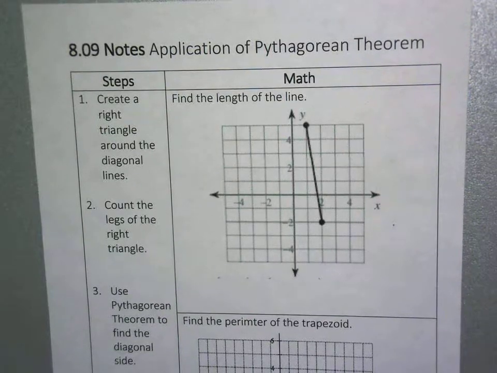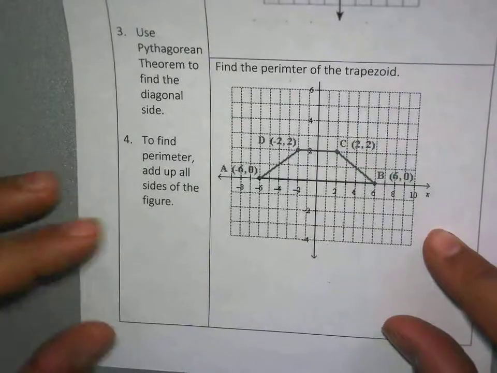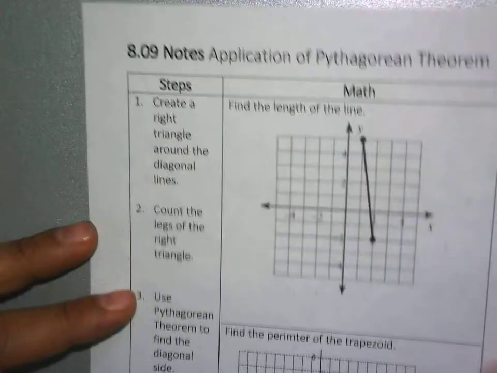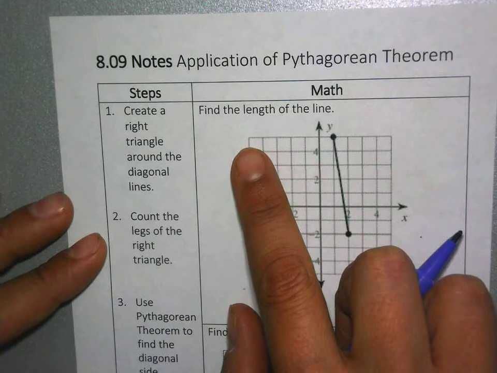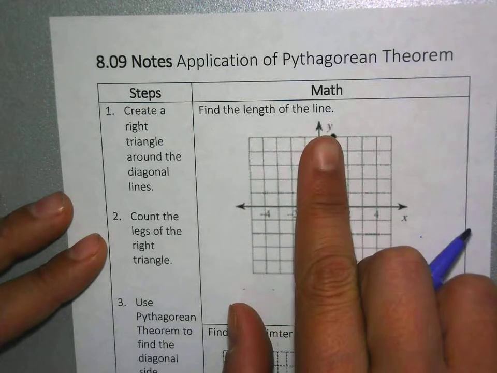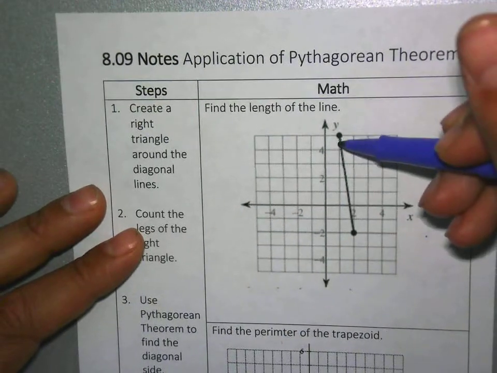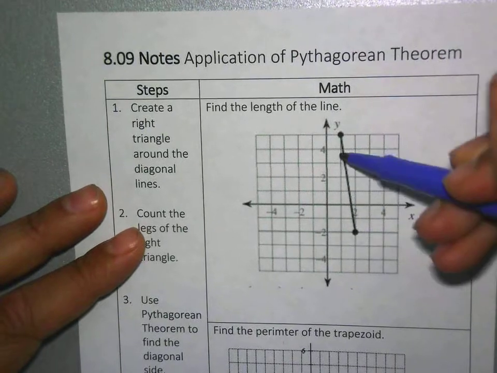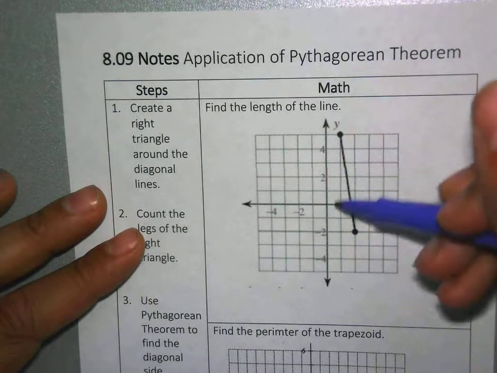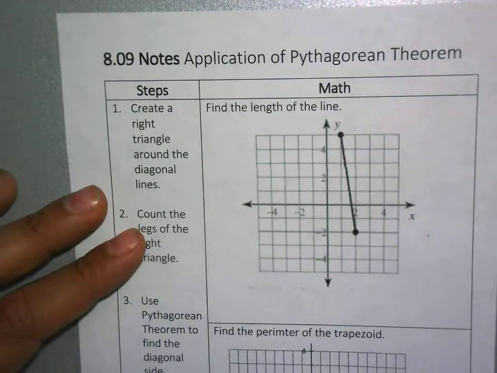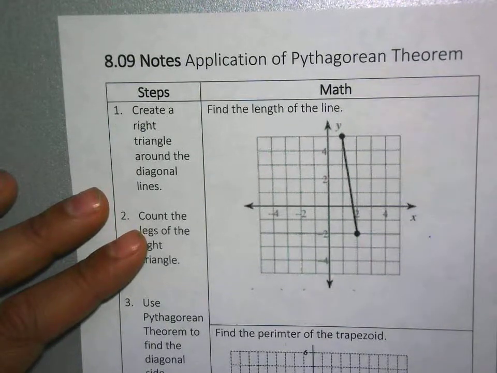Today we are going to be using the Pythagorean theorem to find the distance between points and to find the perimeter of an image that is on a coordinate plane. So, first, the instructions say to find the length of the line. Because the length of this line is diagonal, or not going perfectly vertically or horizontally to where I could count the boxes, I have to find a different strategy to figure out this distance.